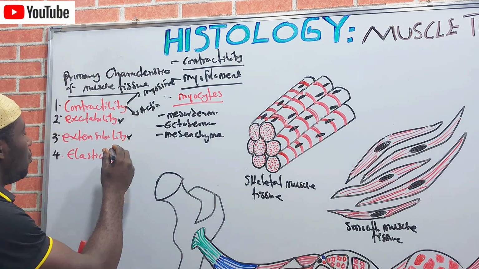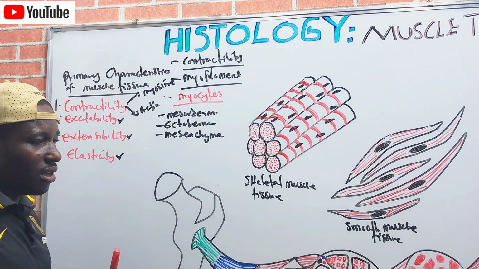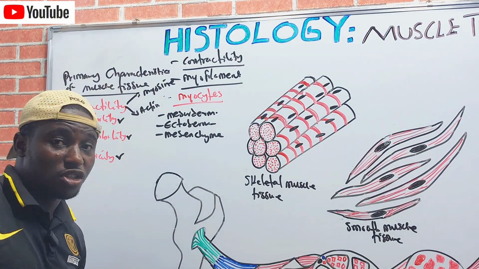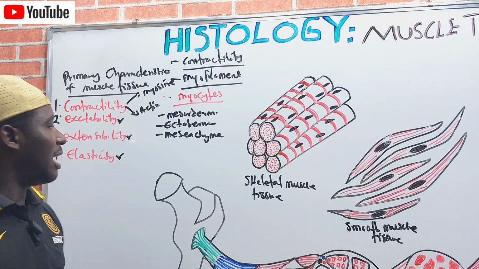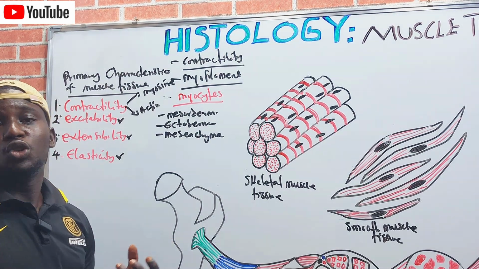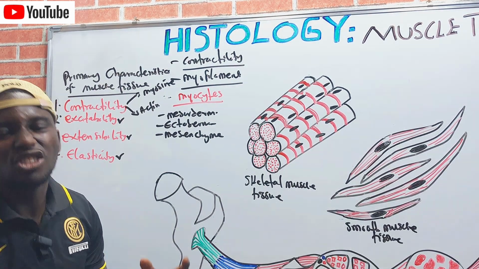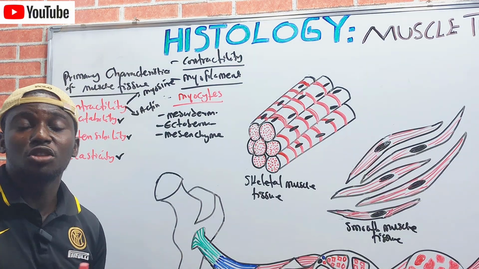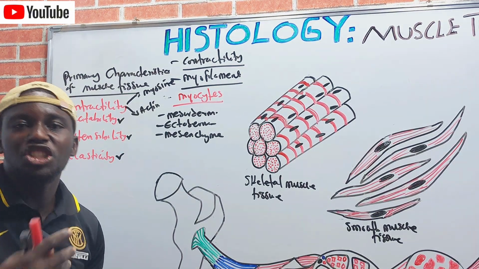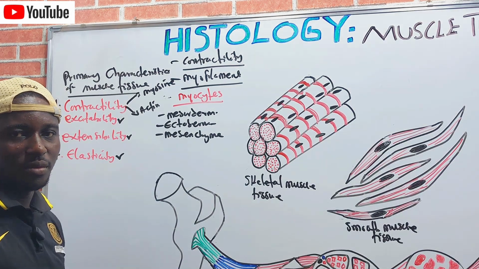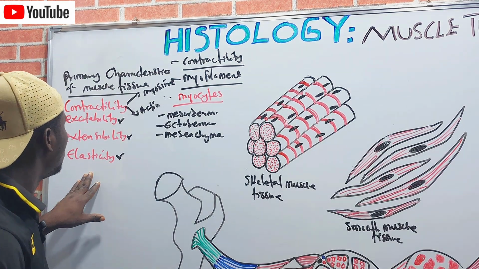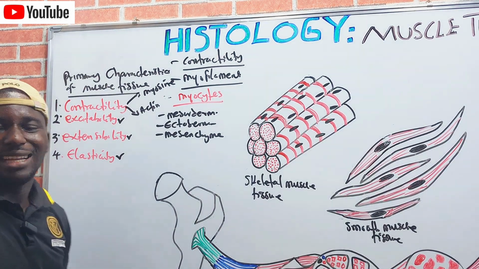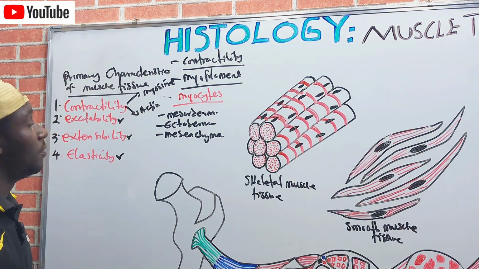The elasticity, which is one of the features of the muscle tissue, is the ability of the muscle tissue to do what? To return and recoil to its normal position when tension is applied. So that is all about the primary characteristics of a muscle tissue.